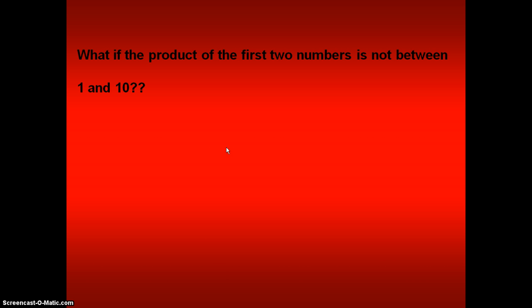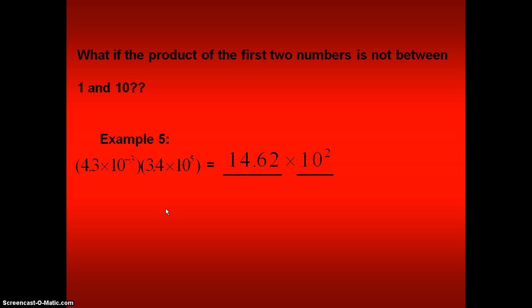Okay, so here's the part where it gets a little tricky. What if the product of the first two numbers is not in between 1 and 10? This is where we're going to have to work out some things. It's not going to be as easy as the first couple of problems that you saw. The steps are still the same here. You're going to multiply the first two numbers, keep the base of 10 the same, and then add the exponents. So let's take a look at that.